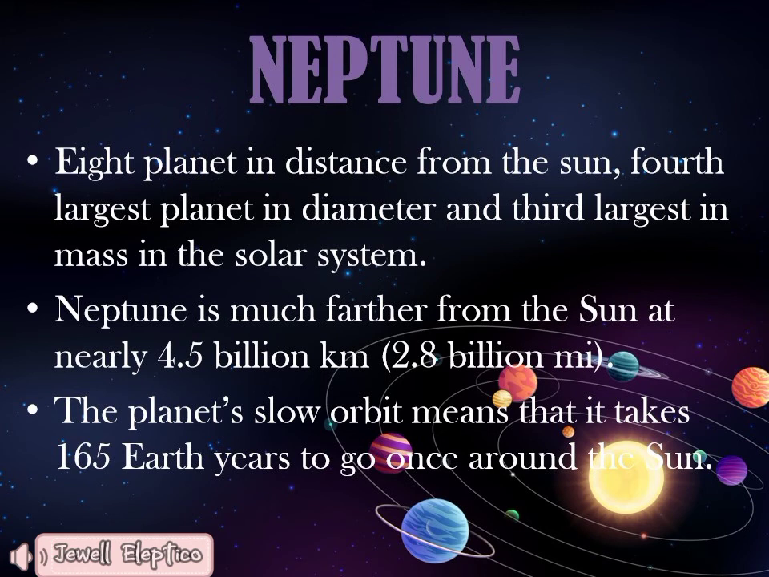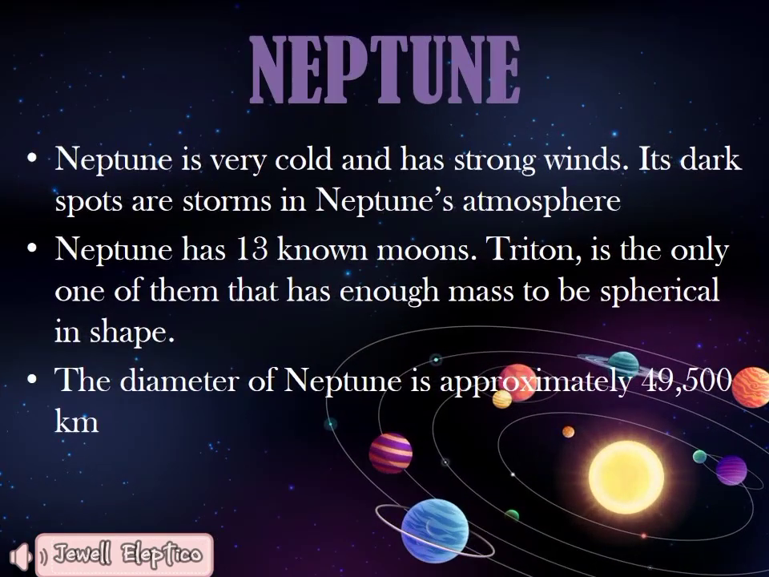Sun. It takes 165 Earth years to go once around the Sun. Neptune is the coldest planet because it is the planet farthest from the Sun. The planet Neptune has 14 known moons, which are named for minor water deities in Greek mythology. Triton is the only spherical moon of Neptune.